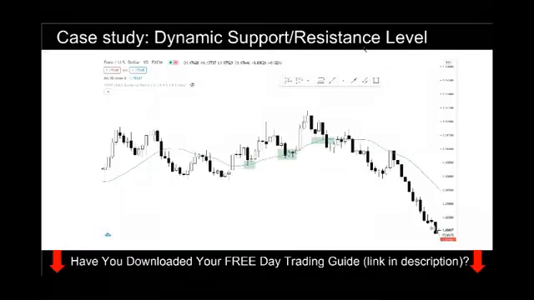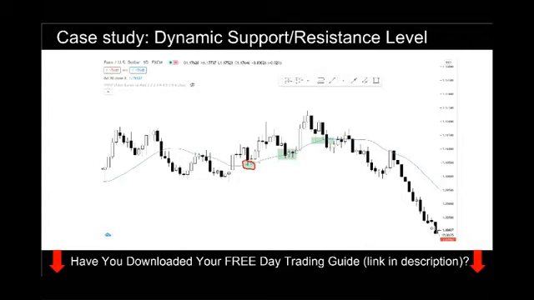So let's assume that your hypothesis is that price is going to be supported at the 20 period moving average. Okay, so if your theory is that the 20 period moving average is going to hold, then it will make sense that you put your stop loss just below the moving average with a buffer. Okay, so let's say you enter somewhere here.